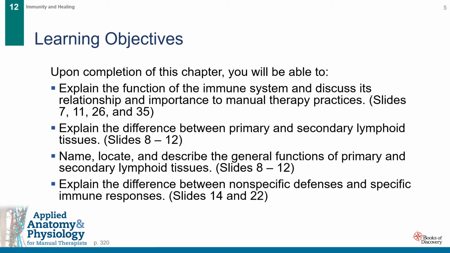Now, in terms of today's learning objectives, upon completion of this chapter, you will be able to explain the function of the immune system and discuss its relationship and importance to manual therapy practices, explain the difference between primary and secondary lymphoid tissues, name, locate, and describe the general functions of primary and secondary lymphoid tissues, and explain the difference between nonspecific defenses and specific immune responses.